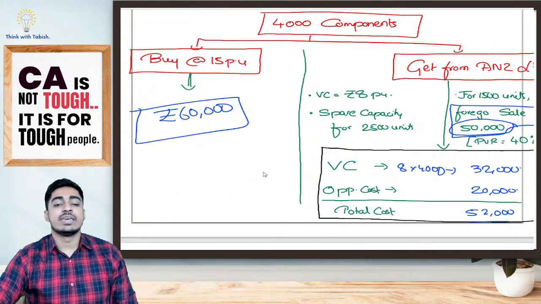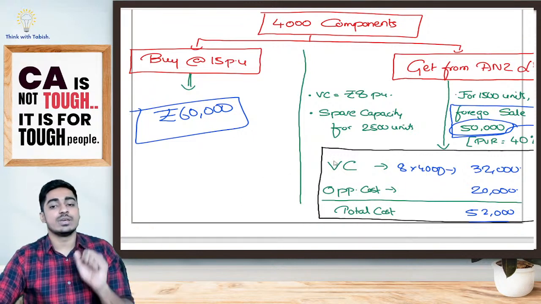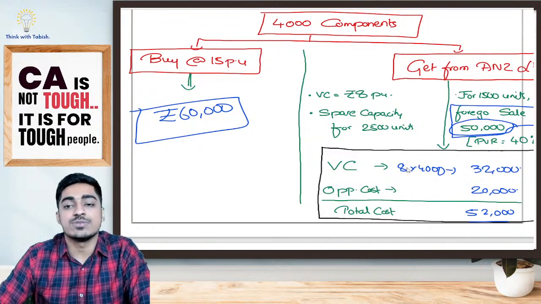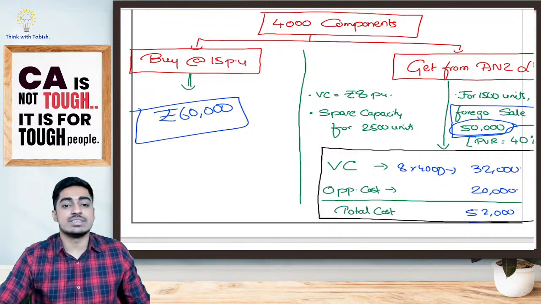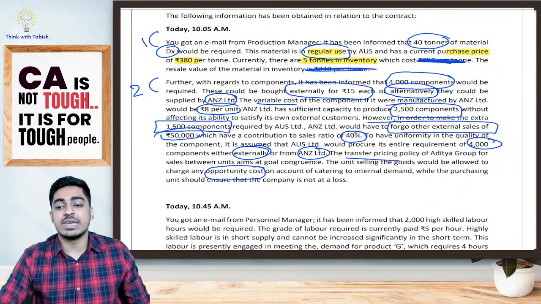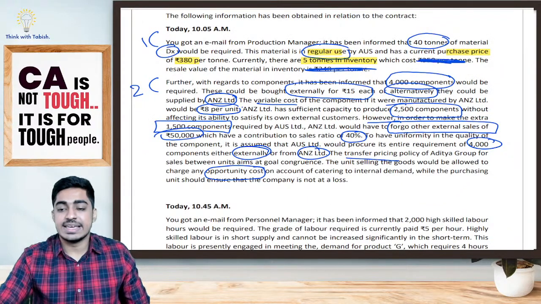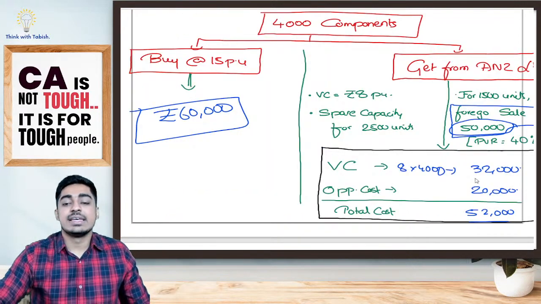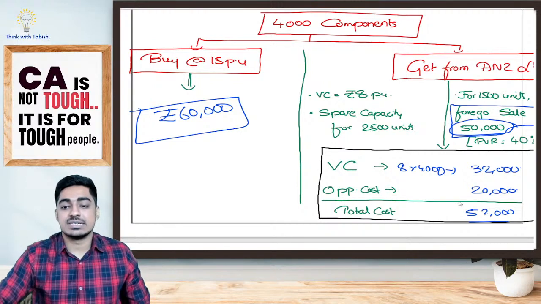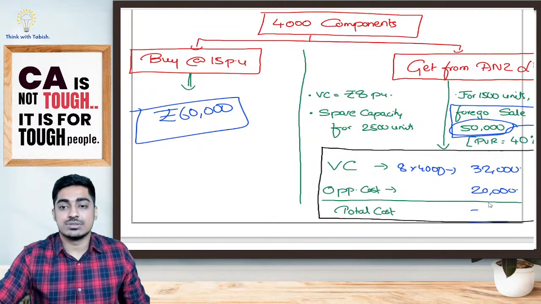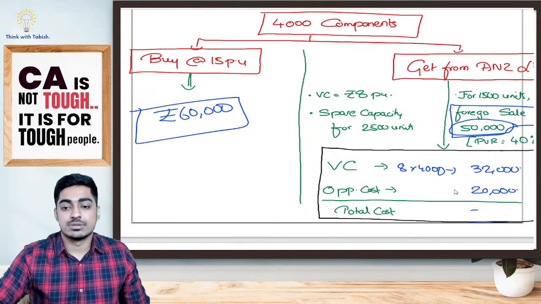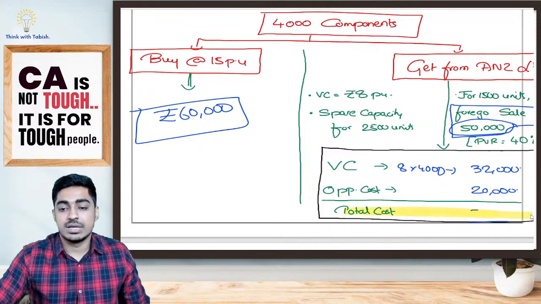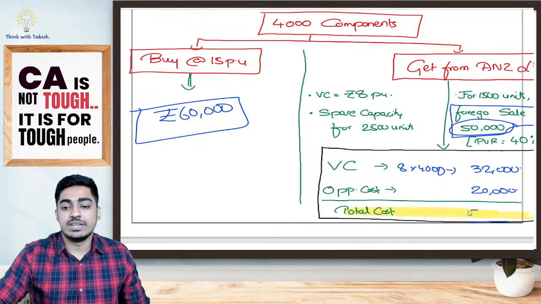What are we thinking? If we buy from outside, 60,000 we should pay. If we buy from ANZ, 52,000 we should pay. Which is beneficial, students? Buying from outside or buying from ANZ? We'll buy it from ANZ. That is cheaper for us, yes or no? So we'll say, let us buy it from ANZ. The relevant cost is 52,000.